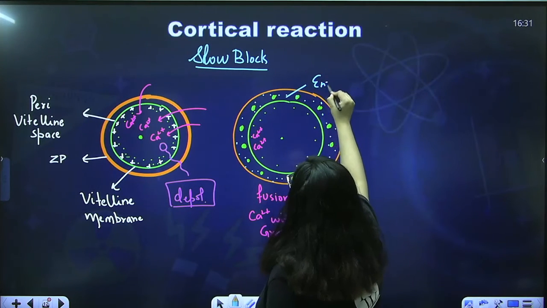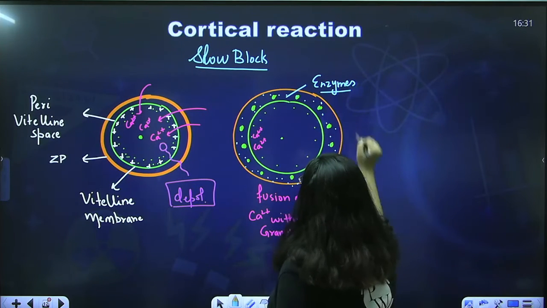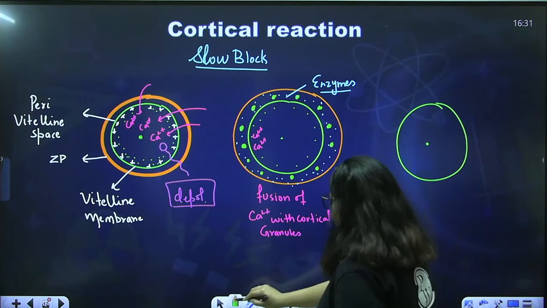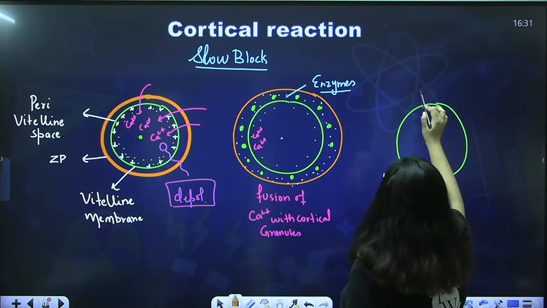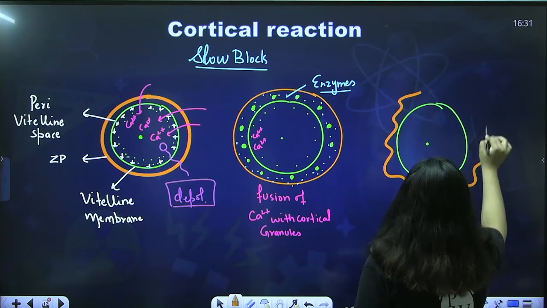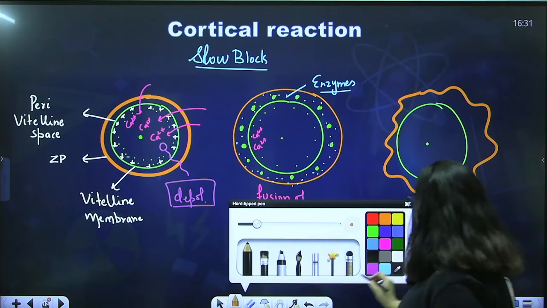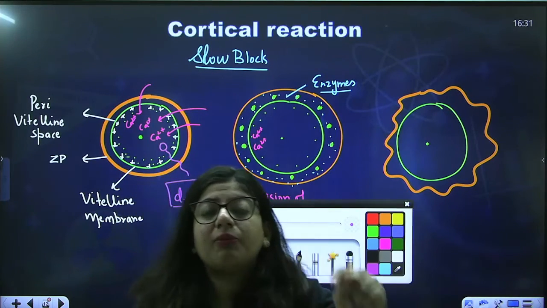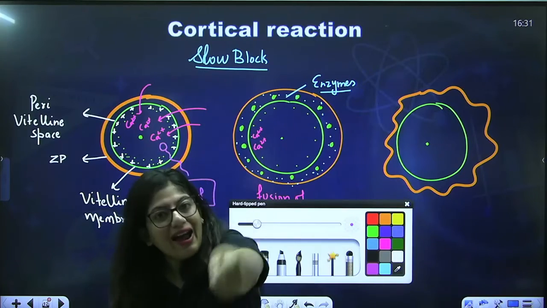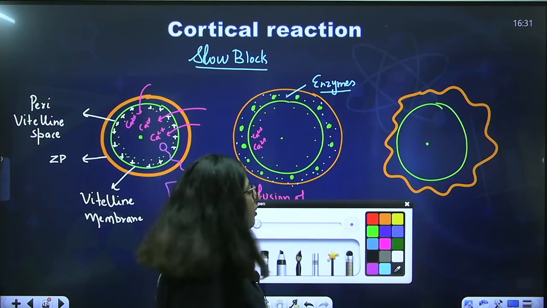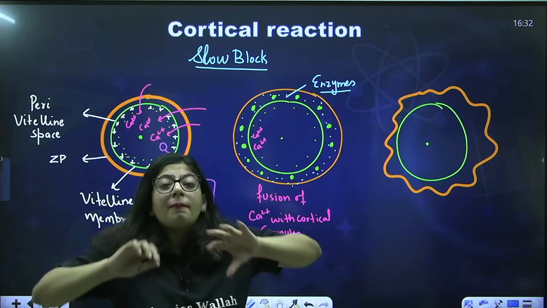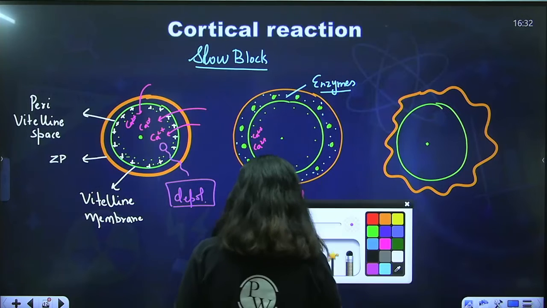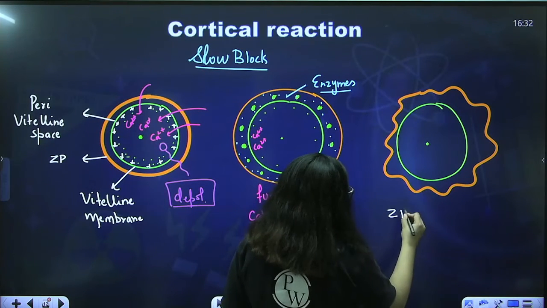These enzymes will destroy or alter the zona pellucida. Okay, earlier the zona pellucida was smooth. Now the zona pellucida's protein receptors have been destroyed. If their protein receptors, the ZP receptors, are destroyed, the sperm will not be able to recognize the oocyte and will not be able to enter. So the major purpose of the slow block is to permanently change the ZP receptors.